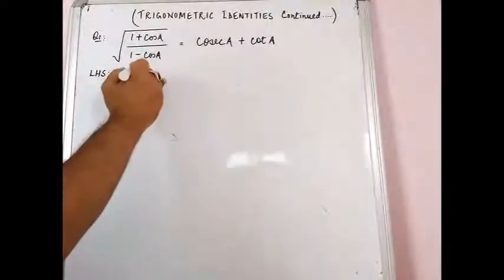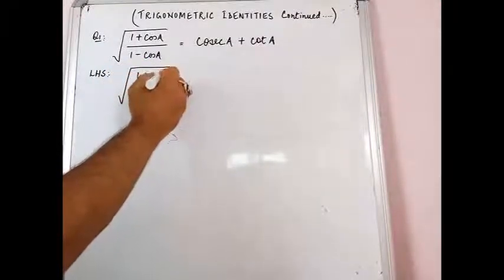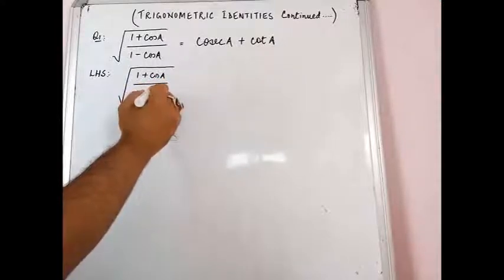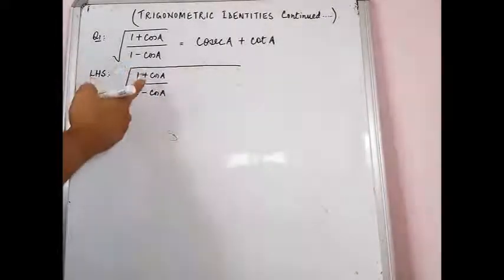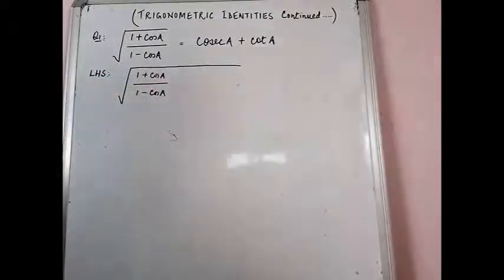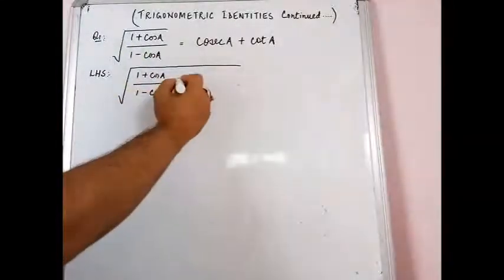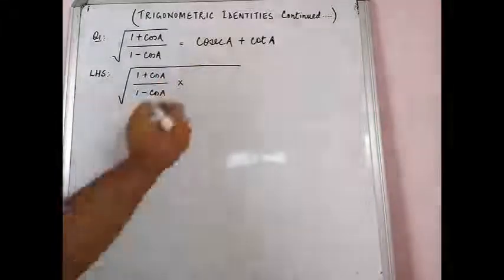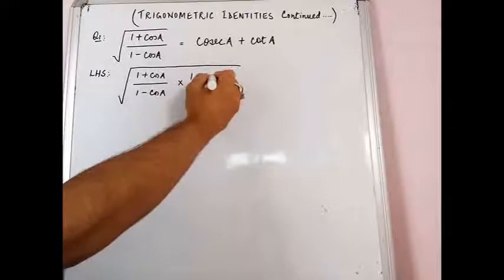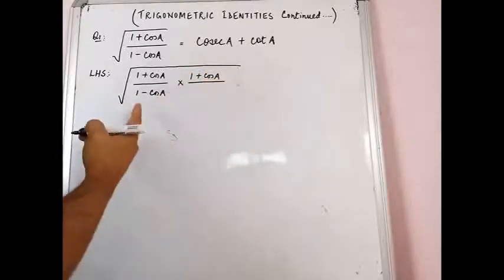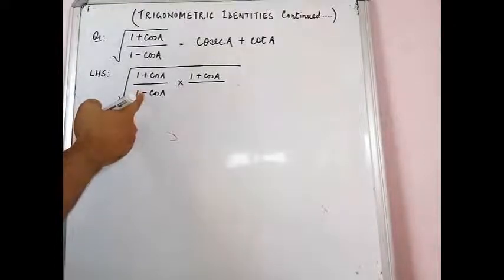In questions like these, what is important is that if you note, you have in the under root sign 1 plus cos a divided by 1 minus cos a. So whenever you have questions like these, what you will do is you will multiply the entire thing which is there in the under root sign with the exact same thing which is there in the denominator, but with a change in the middle sign.